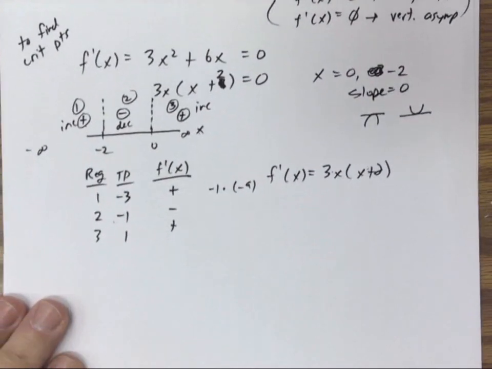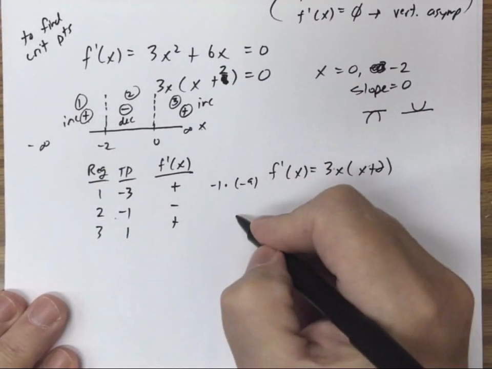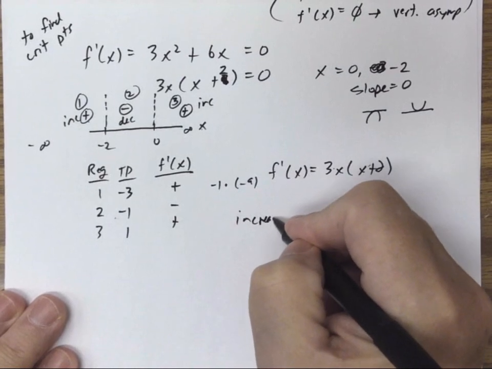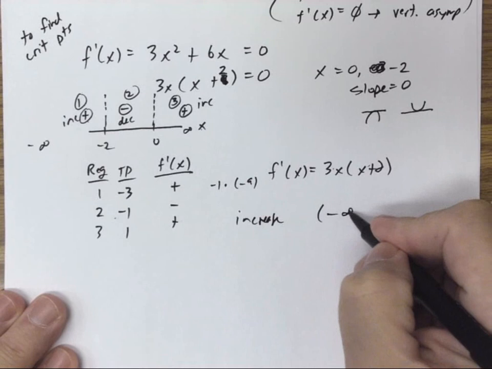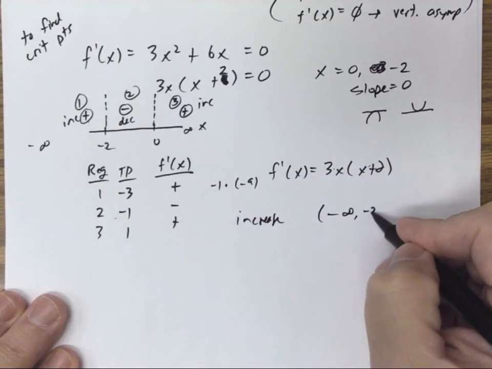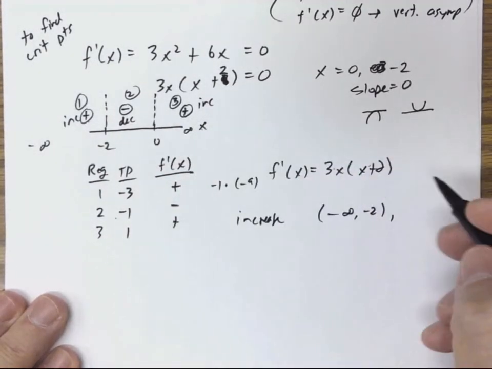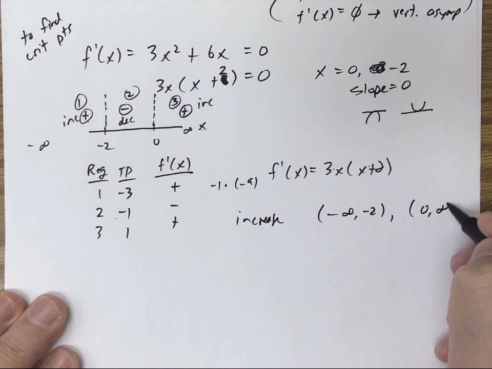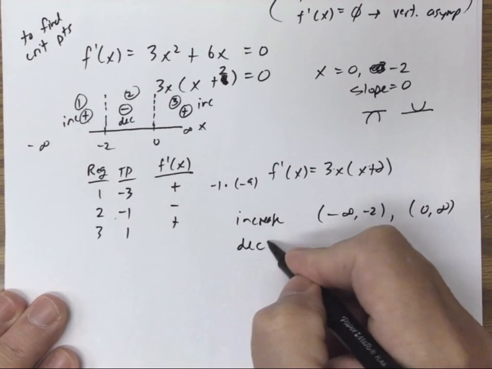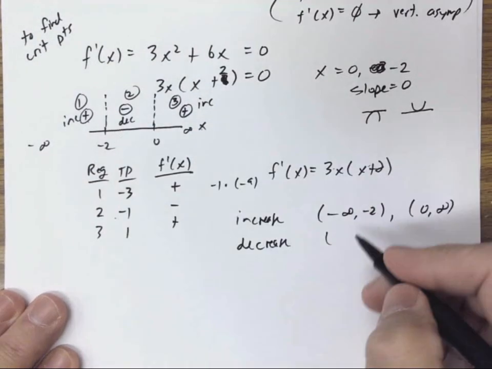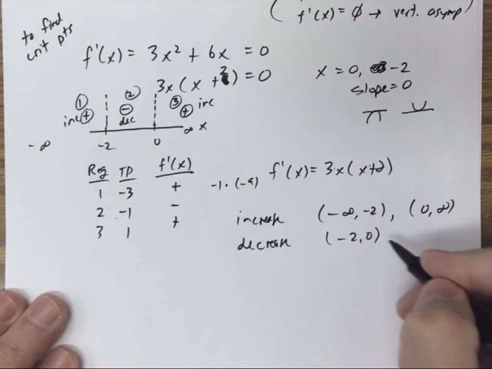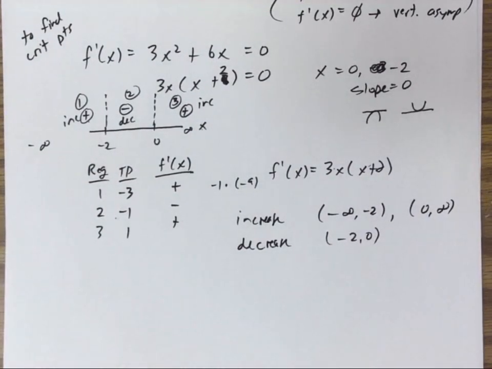So now I can pretty much answer the question, because that was what the question was. The interval where it increases, -infinity to -2, and from 0 to infinity. The region where it decreases is from -2 to 0.